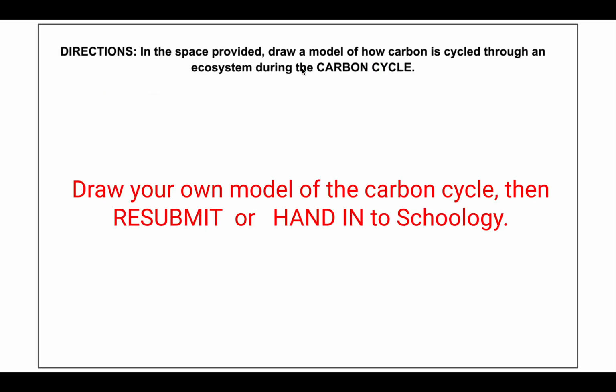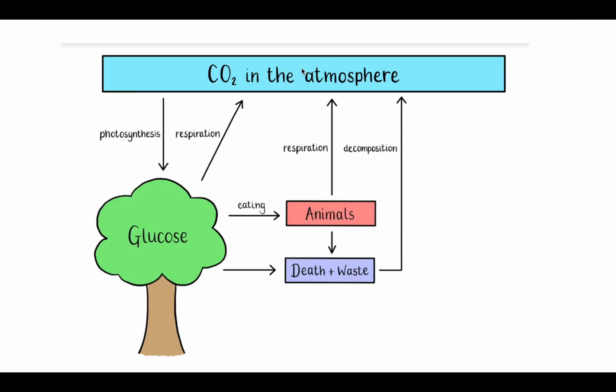So what I'd like you guys to do right now is stop the video, go to your, whether you have a digital copy or a hard copy, I want you to flip the paper over on the back. And in the space provided, I want you to draw a model of how carbon is cycled through an ecosystem during the carbon cycle. So you're drawing your own model, but I want you to include carbon moving from abiotic to biotic, back to abiotic.